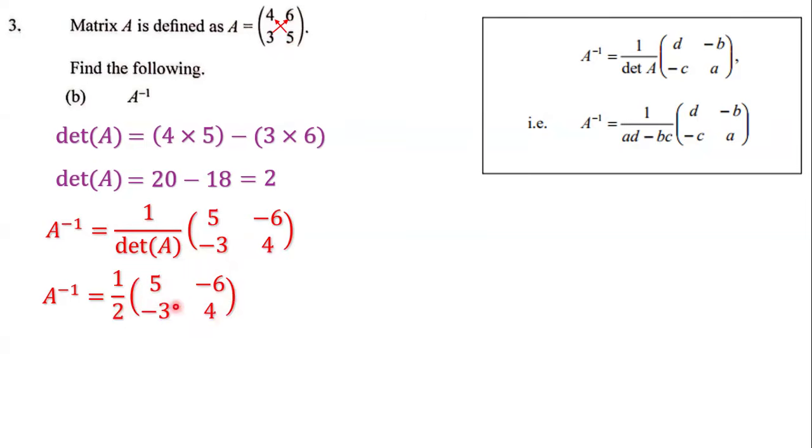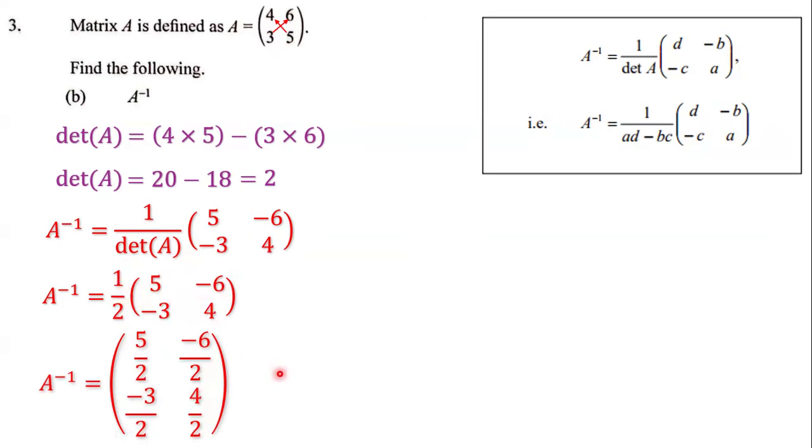Now, what is a half multiplied by this matrix? Well, we're going to take a half and multiply it by each entry in this matrix. And so we have a half multiplied by 5, which is 5 over 2. A half multiplied by negative 6 is negative 6 over 2. A half multiplied by negative 3 is negative 3 over 2. And a half multiplied by 4 is 4 over 2. And so let's simplify. We have 5 over 2, and negative 6 divided by 2 is negative 3.